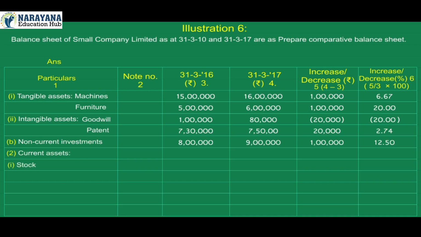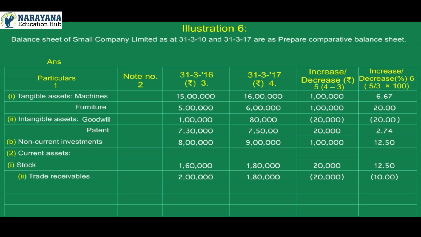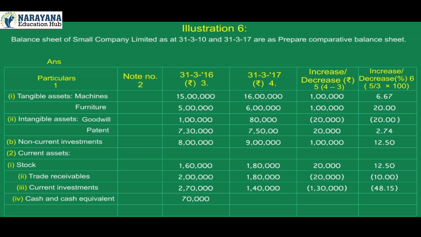2. Current assets. 1. Stock 1 lakh 60,000, 1 lakh 80,000, 20,000, 12.50%. 2. Trade receivables 2 lakh, 1 lakh 80,000, 20,000, 10.00%. 3. Current investments 2 lakh 70,000, 1 lakh 40,000, 1 lakh 30,000, 48.15%. 4. Cash and cash equivalents 70,000, 70,000, dash, dash. Total 43 lakh 30,000, 45 lakh, 1 lakh 70,000, 3.93%.